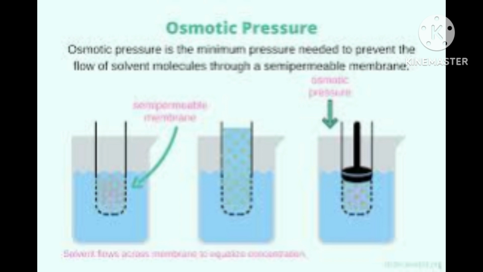I am reading the question once again. 18 gram of glucose, its formula is given, C6H12O6, is dissolved in 1 kg of water in a saucepan. At what temperature will water boil at 1.013 bar? Kb for water is 0.52 kg per mole, meaning Kelvin kg per mole. This is the question. The solution is very easy, nothing new. Just put values in the formula and you will get the answer.